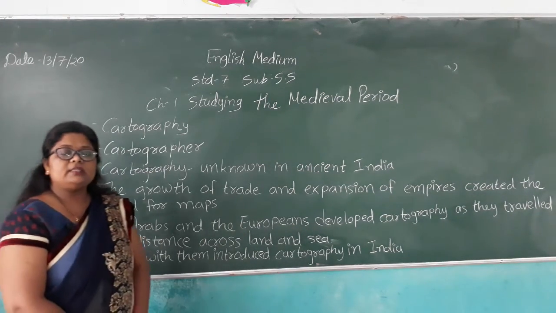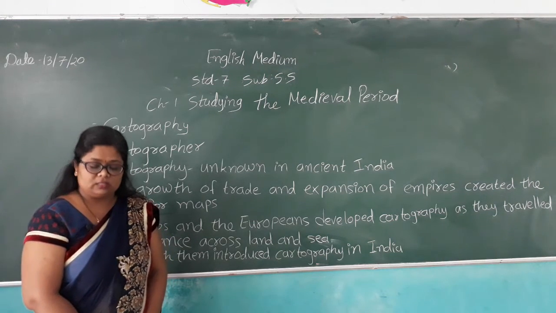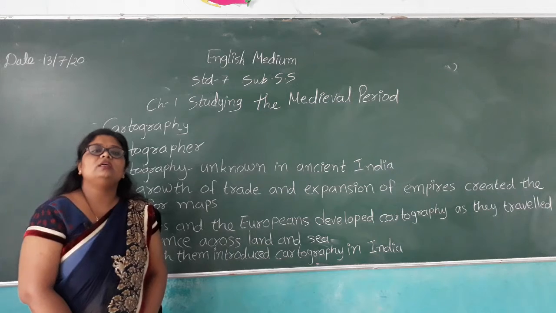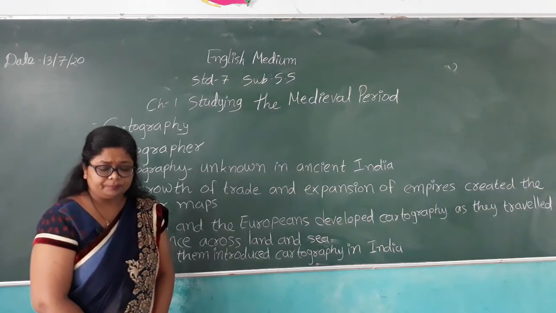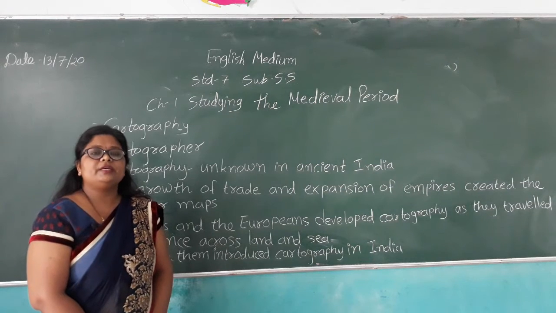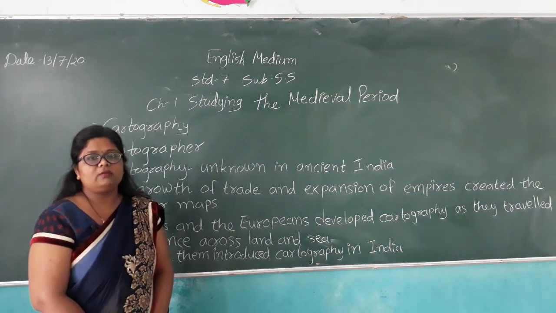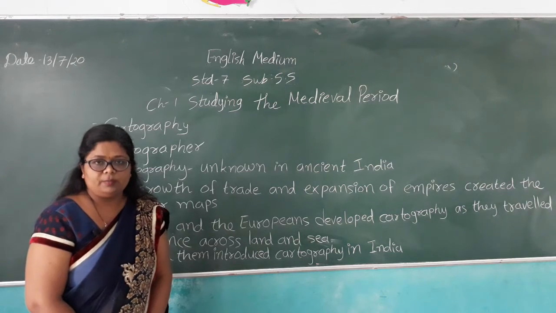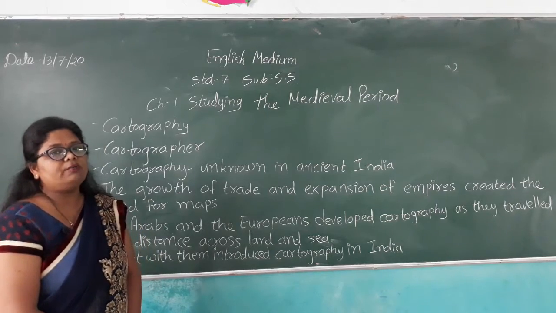Yesterday we had seen that the medieval period consists of thousands of years lying between the 8th century and the 18th century. The medieval period has two phases: one is the early medieval period and the other is the later medieval period. Up till there we had seen. Now let us move on further.